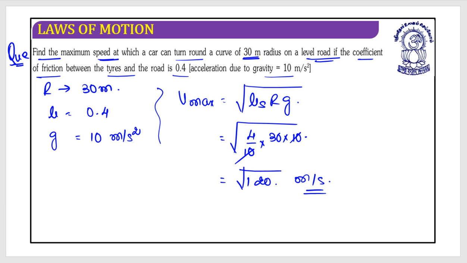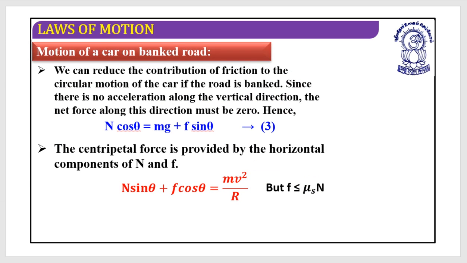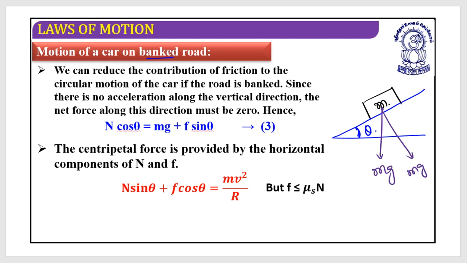I hope this is clear. Yes, great. Now let's move to the motion of a car on a banked road. Before we proceed, let's have a look at the situation. A situation would be something like this. This is the banked road, sorry. This is theta, and let's say this is your car, this is m. Let's write out all the forces that are acting. This would be the mg. This would be mg cos theta. This would be the mg sin theta.